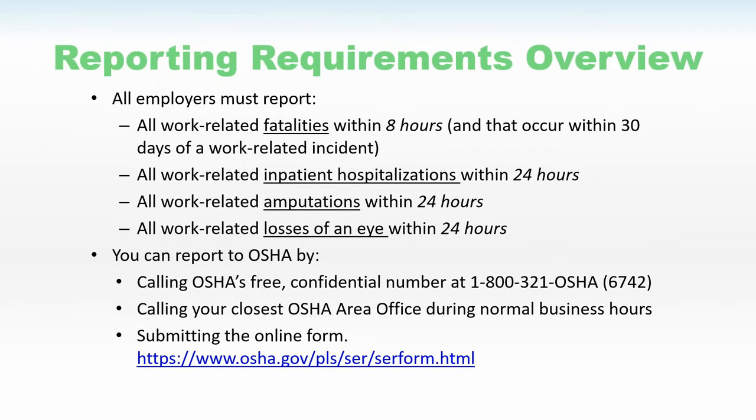So here's another slide that we suggest taking some notes on. When do employers need to report an accident to OSHA? All employers under OSHA jurisdiction must report these incidents to OSHA, even employers who are exempt from maintaining OSHA record-keeping forms due to company size or industry. OSHA requires you to report all work-related fatalities within 8 hours, including those fatalities that occur within 30 days of a work-related incident, and all incidents involving an inpatient hospitalization, amputation, or loss of an eye must be reported to OSHA within 24 hours. You can report to OSHA by calling OSHA's free confidential number, calling your closest OSHA area office during normal business hours, or using their new online form. Be prepared to supply the business name, names of the employees affected, location and time of the incident, a brief description of the incident, and contact person and phone number.